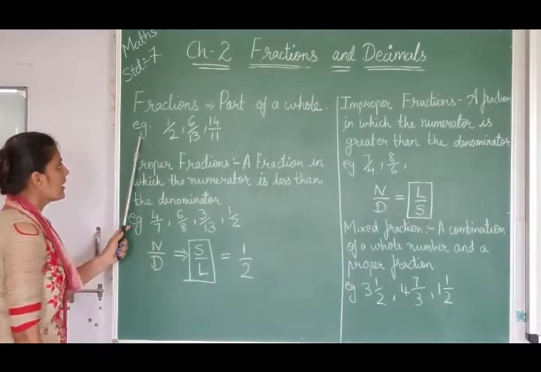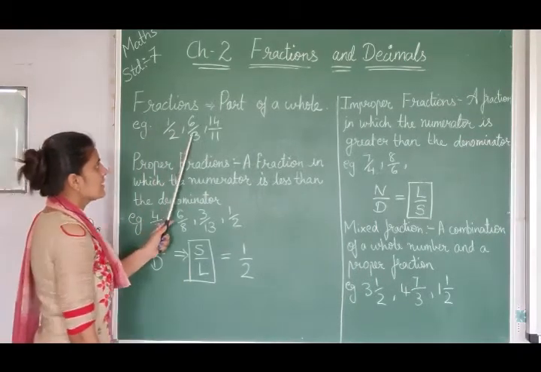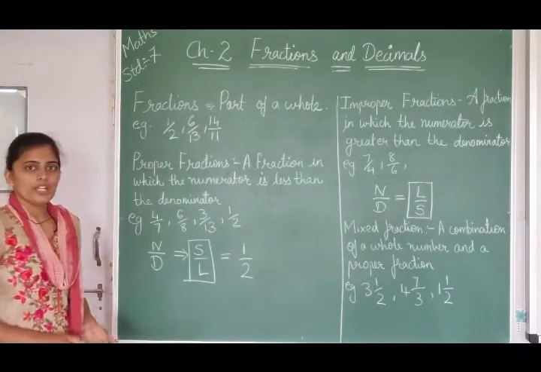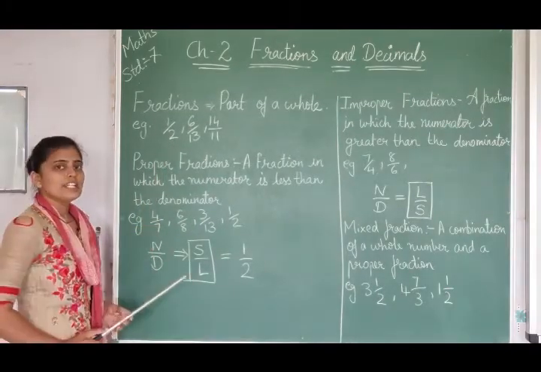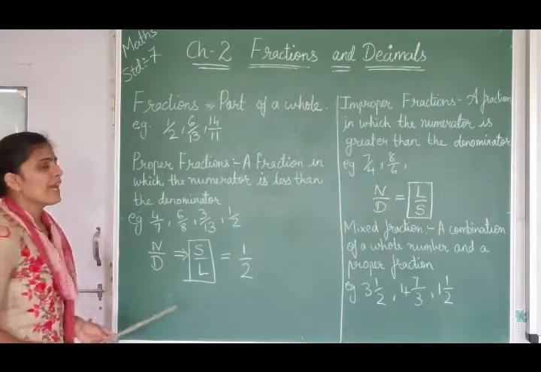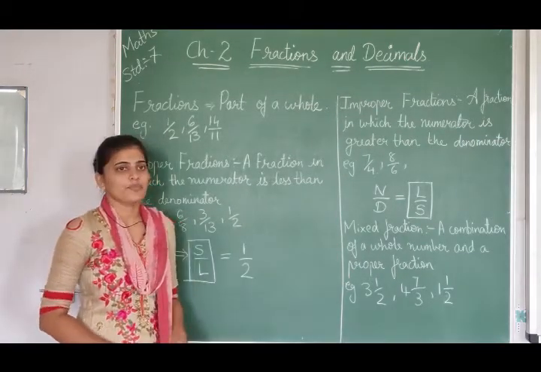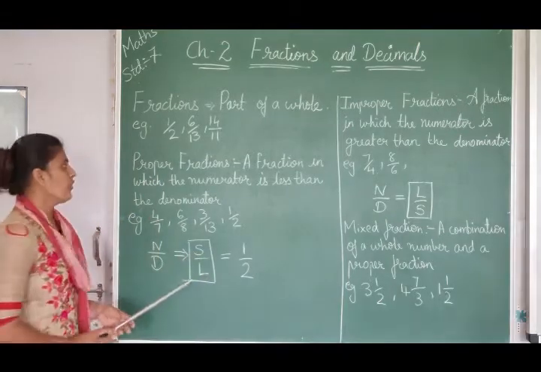So here examples are 1 by 2, 6 by 13, 14 by 11. Here 1 is the numerator and 2 is the denominator. Now next, types of fractions. All these things you have learned in the earlier classes, but this is a revision for you.